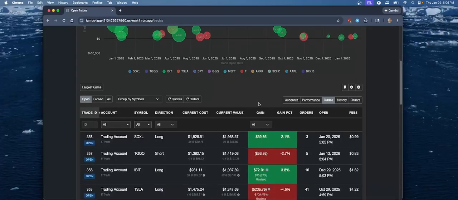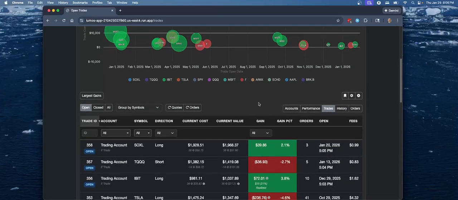Let's go and reset that. Let's see if there's anything else on here. Fees, total fees for all the sales. I'll show you the specific orders further on in this video. But here are your open trades.